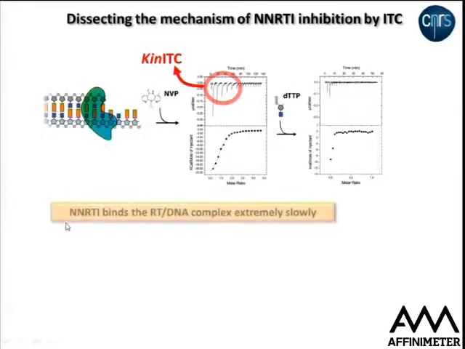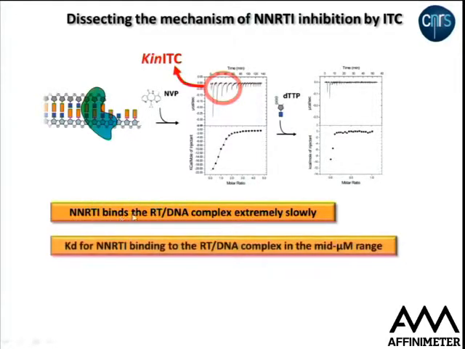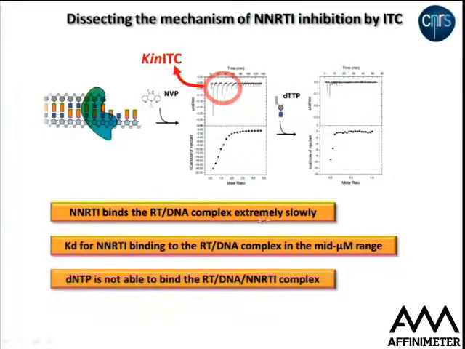And we could show that the inhibitor binds the RT-DNA complex very slowly. We could also show that the affinity of the inhibitor for the protein-DNA complex is only in the mid-micromolar range, which is not very good for an inhibitor, but okay, it's still working. And we confirm that the incoming nucleotide is not able to bind to the protein-DNA-inhibitor complex.